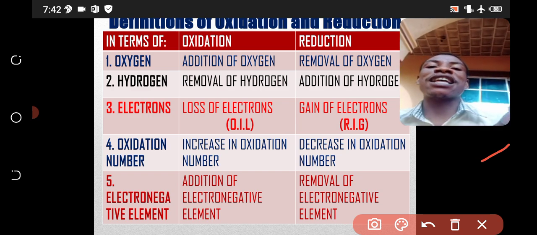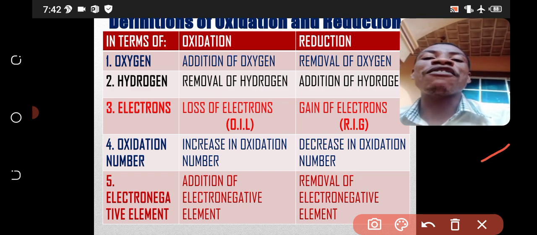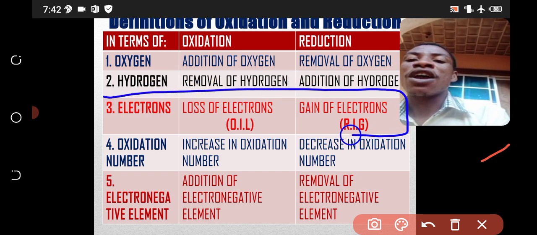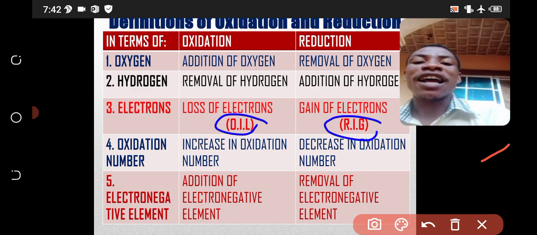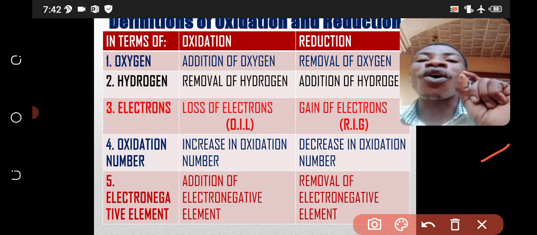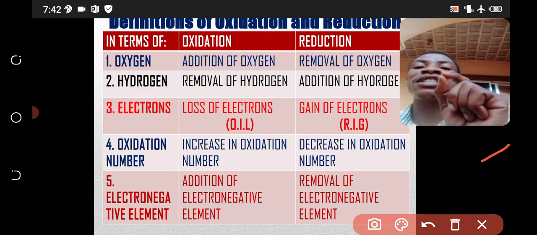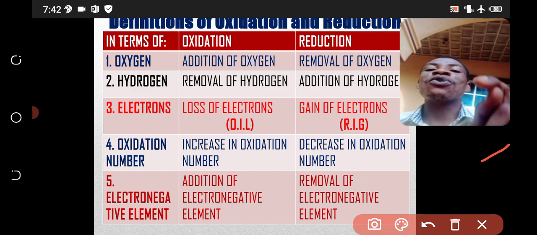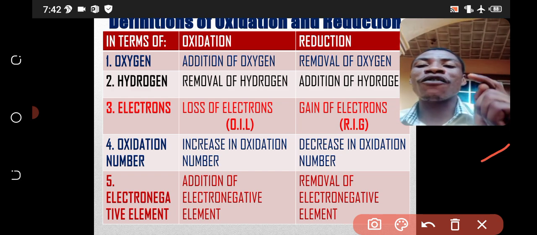Now, the most popular definition of oxidation and reduction is in terms of electrons, where you shorten it as OIL RIG. In this OIL RIG, oxidation refers to loss of electrons. The OIL means that oxidation is loss. The RIG means reduction is gain. So, oxidation is loss of electrons, while reduction is gain of electrons.